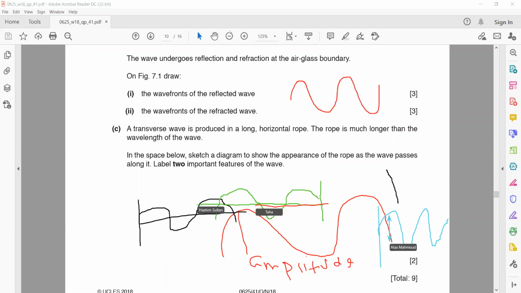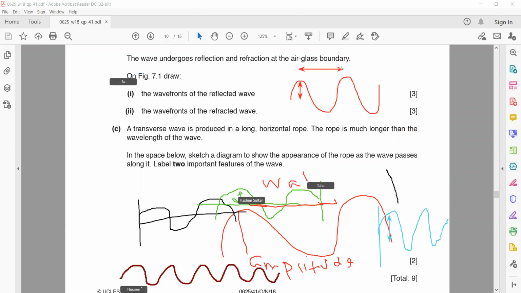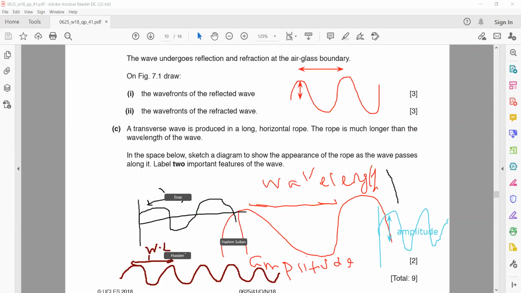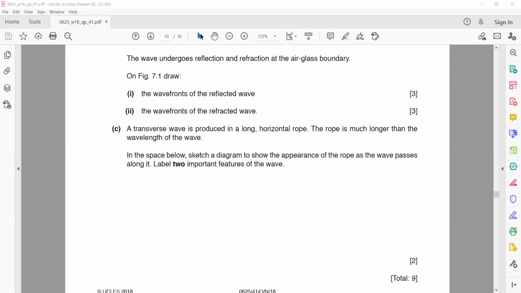So for a transverse wave, you can label two features. You can mention amplitude, you can mention wavelength, or you can mention crests and troughs as well. You can use other spaces if you want to. It's not necessary that you draw on the same space. So one is wavelength, another one is amplitude. Yeah, that's right. Amplitude is half of the wave height, not the wavelength. For example, if this is the total wave height from top to bottom, the half of that is called amplitude.